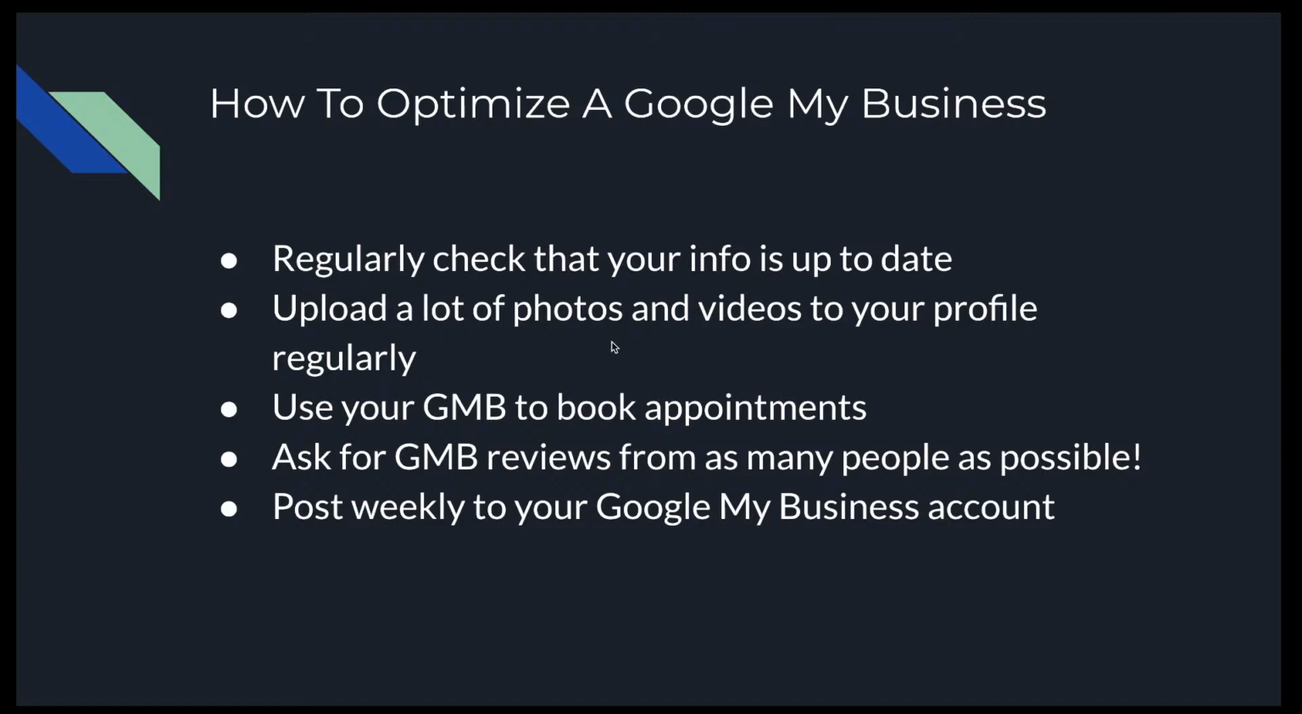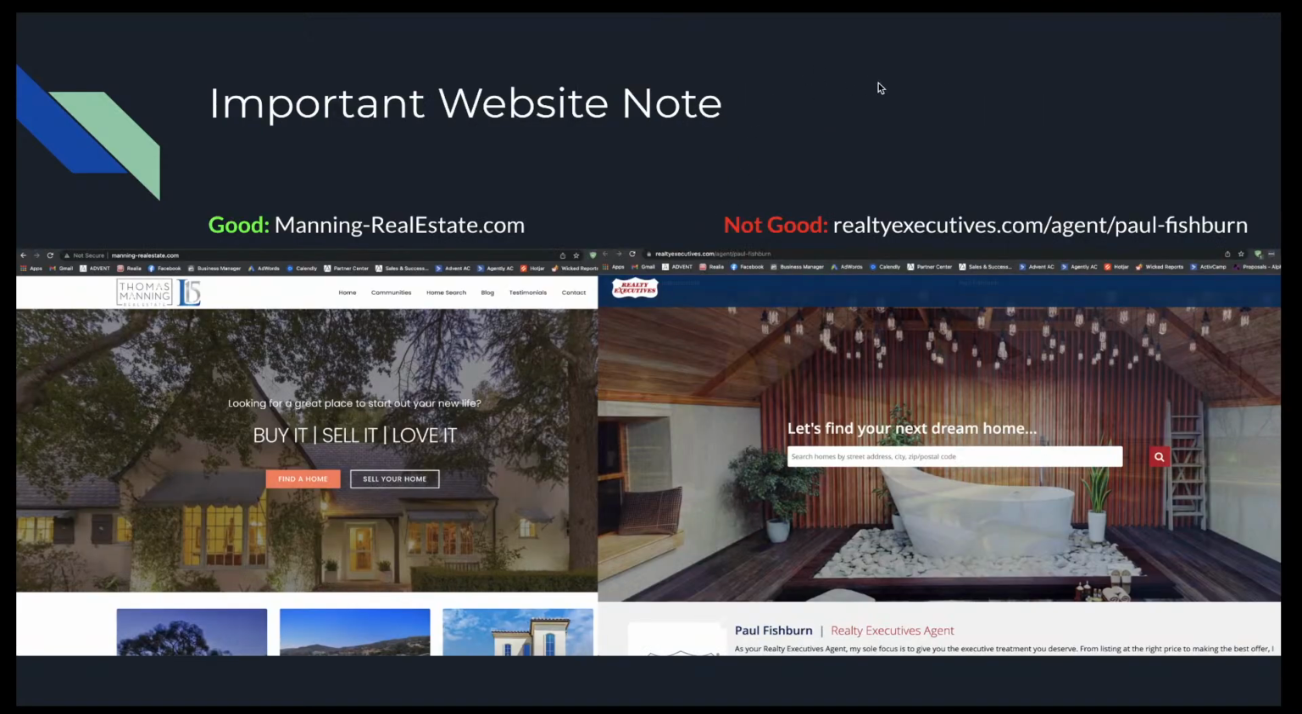So regularly check that your info is up to date. Upload a lot of photos and videos to your profile regularly. You don't have to do that on a weekly basis, but anytime you get maybe a couple new listing photos, just sprinkle them in there now and then. Google likes to see updated information. Get your appointment link filled out. Ask for Google My Business reviews from as many people as soon as possible, and post weekly to your Google My Business account.